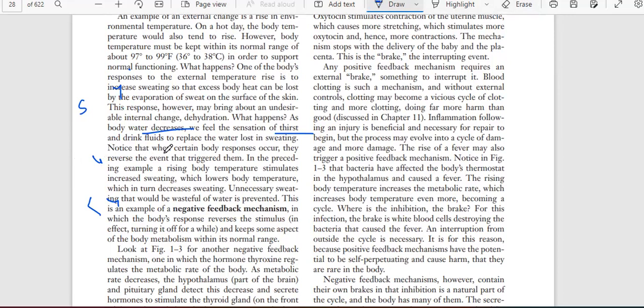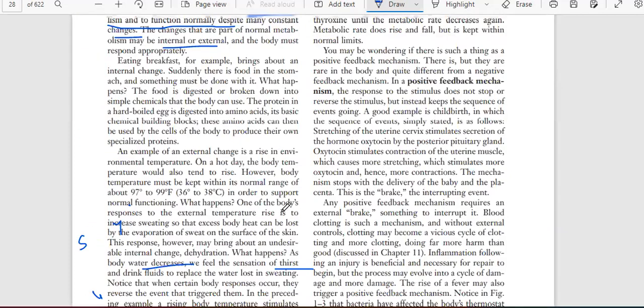Notice that when certain body responses occur, they reverse the event that triggered them. In the preceding example, a rising body temperature stimulates increased sweating, which lowers body temperature, which in turn decreases sweating. Unnecessary sweating that would be wasteful of water is prevented. This is an example of a negative feedback mechanism.